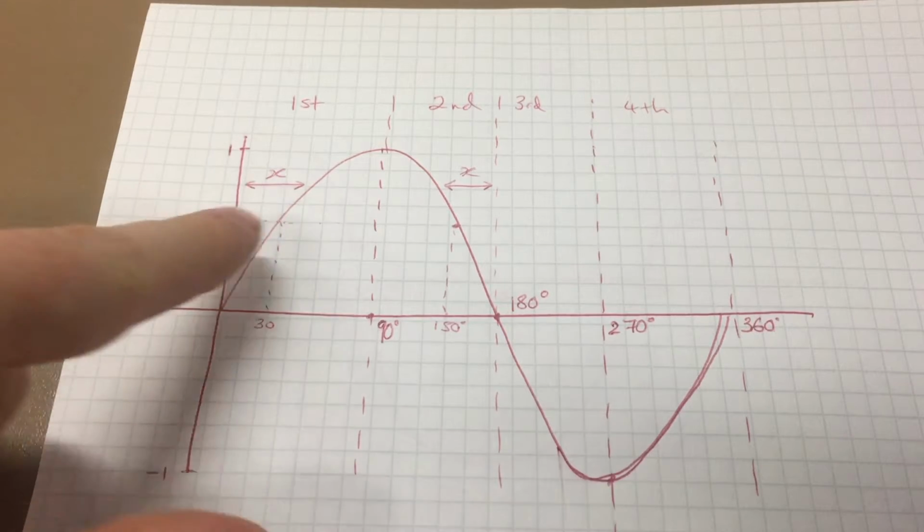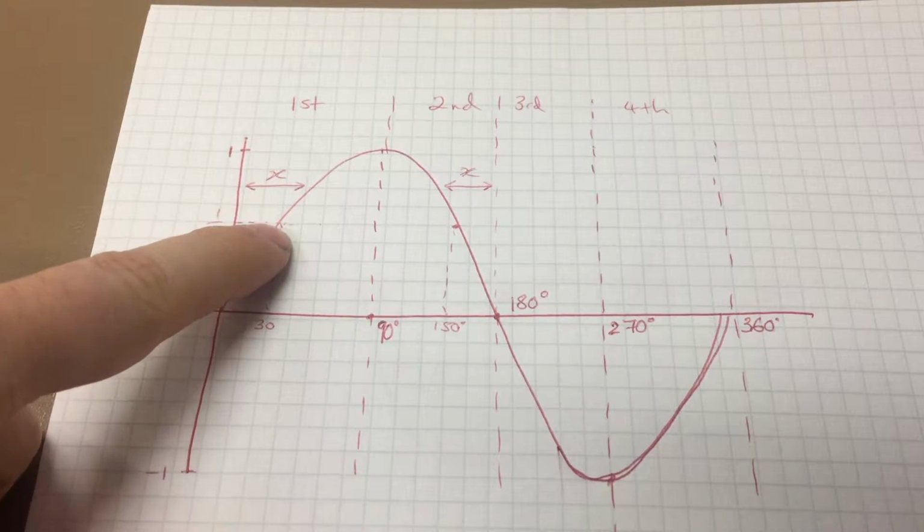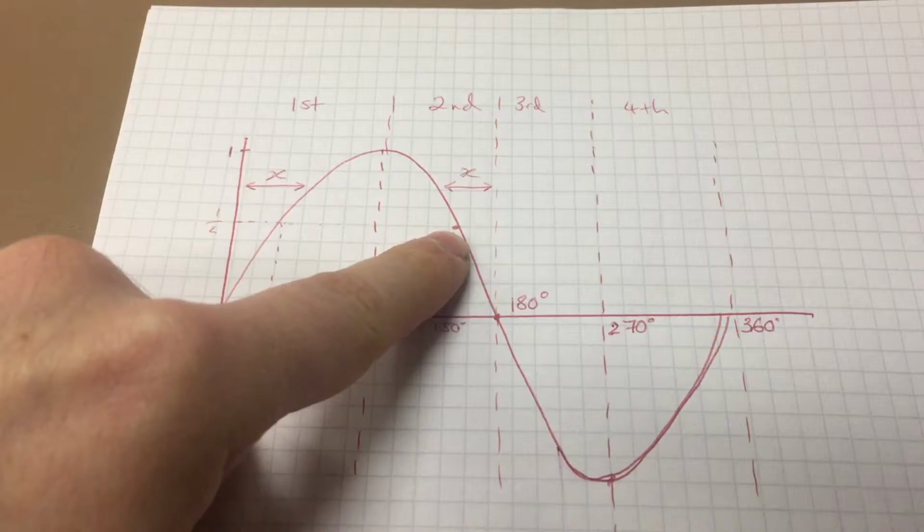All right. So sine x equals a half. We're saying, well, it equals a half here, and it equals a half here, second time round.